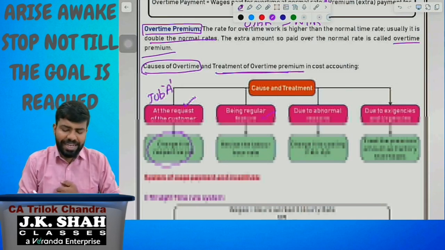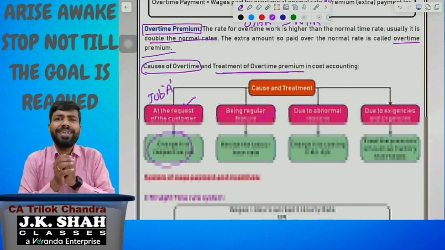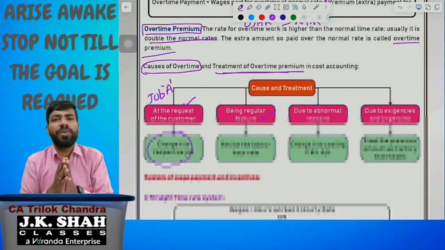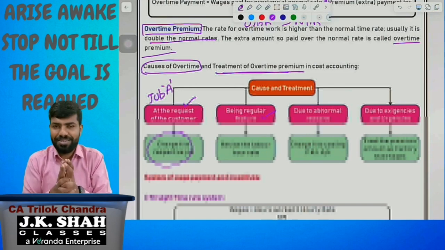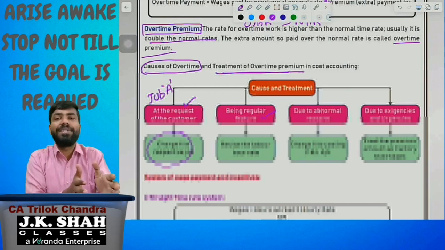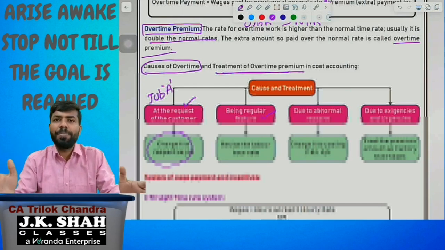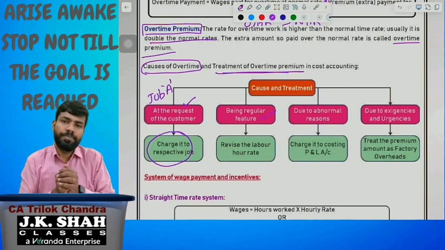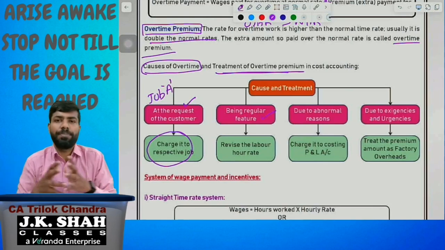Next, as a regular feature, there are certain companies where there is a labor shortage. When there is a labor shortage, all the time they have to work overtime. Especially this scenario is observed in audit offices. The work meant for 10 people, they force to be done by 8. There is a shortage of 2 people all the time. So every day they have to work overtime.